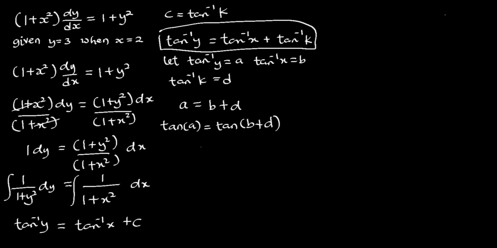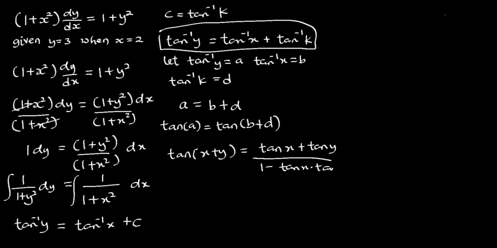If you have tan of, let's say, x plus y, this will be equal to tan of x plus tan of y, divided by 1 minus tan of x multiplying tan of y. So this is the compound angle identity for tan. This is what you are going to use.